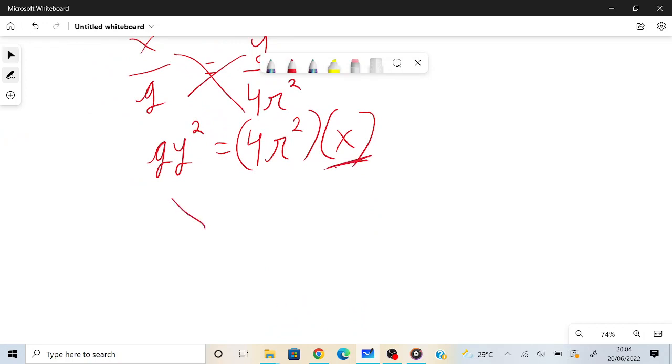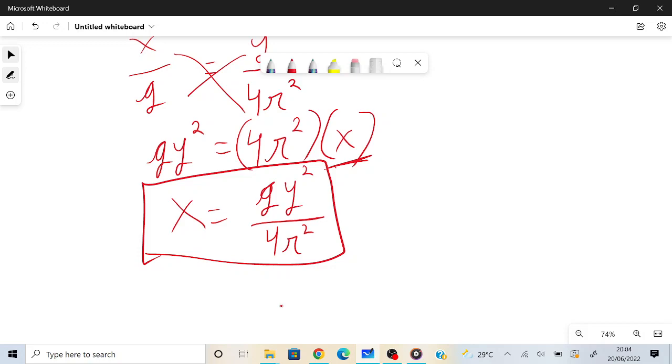So eventually x is g y squared all over 4 pi squared. That is your subject of the formula.